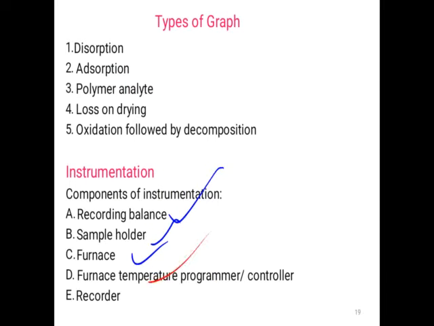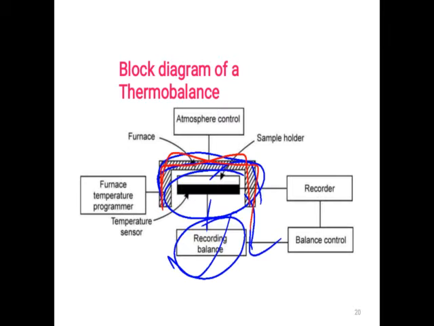Then it requires a programmer or controller. So here there is a furnace temperature programmer inside the furnace, as well as a temperature sensor in the sample holder. And finally we require a recorder. Here the recorder is present, which is useful for recording the changes which take place during the reaction or during the process. So this is the block diagram for the thermobalance. The thermogravimetry apparatus is also called the thermobalance.